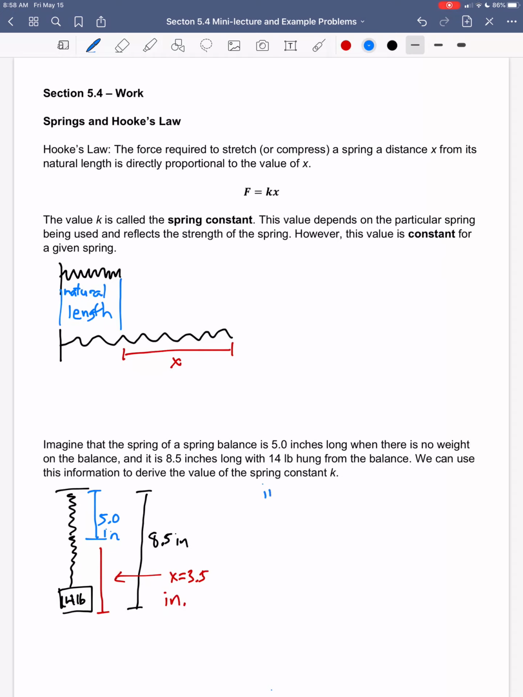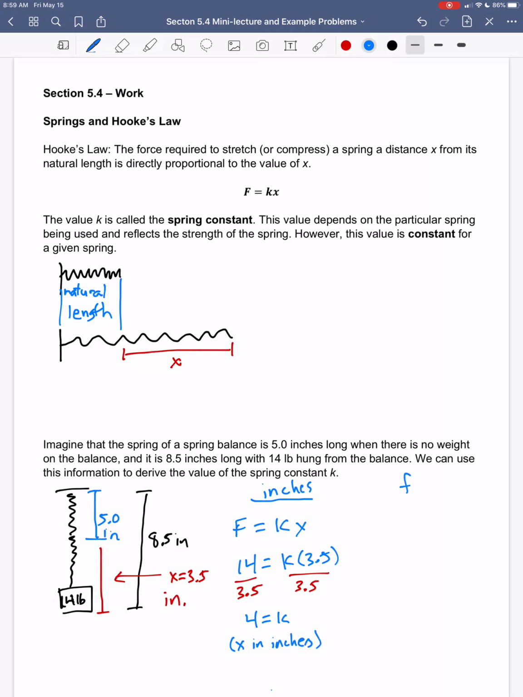So if I measure in inches, then we know F from Hooke's law, F is k times x. My F here is 14 pounds, and we're saying x is 3.5. So I would just divide both sides by 3.5. And if we do that, we get that k is equal to 4. And that's if we're measuring x in inches.